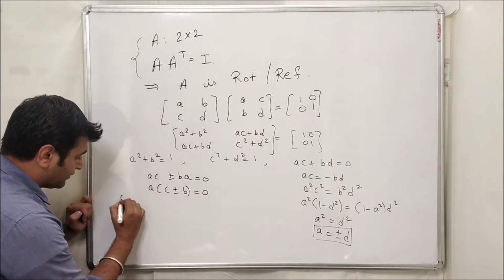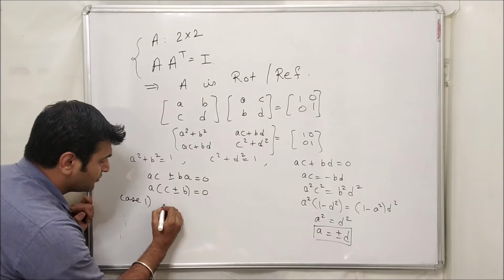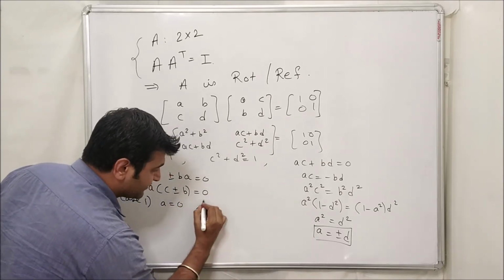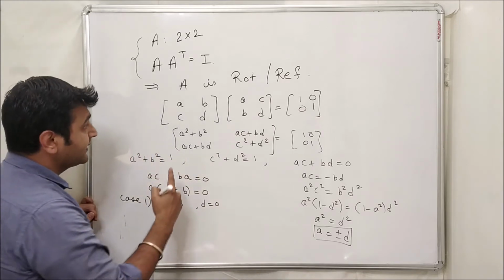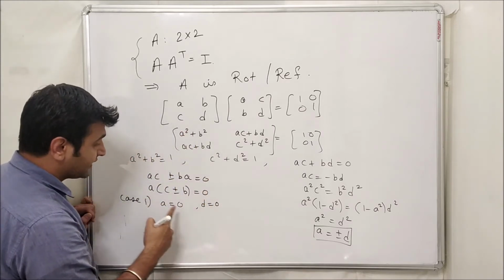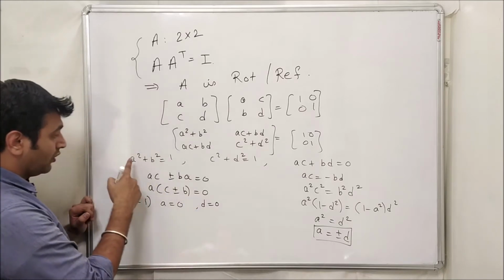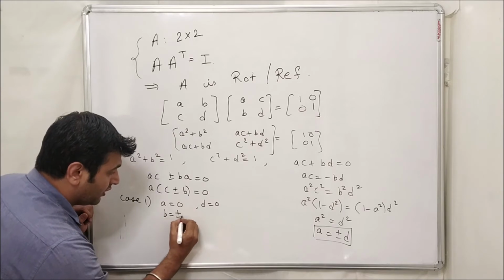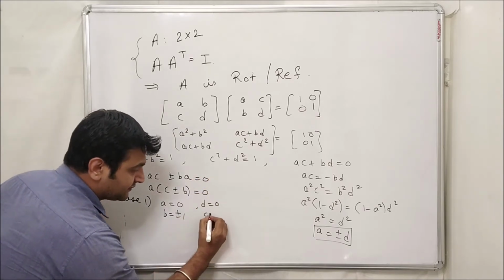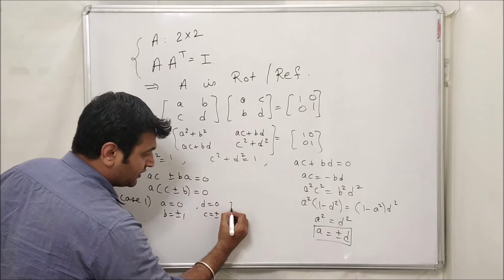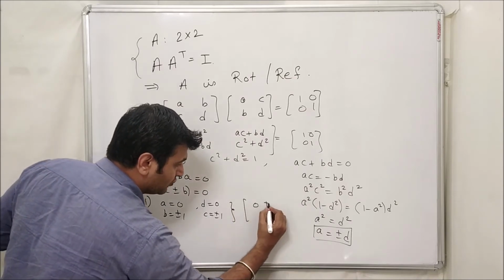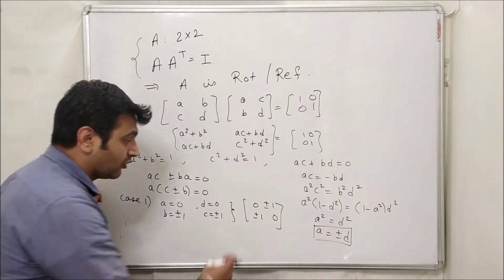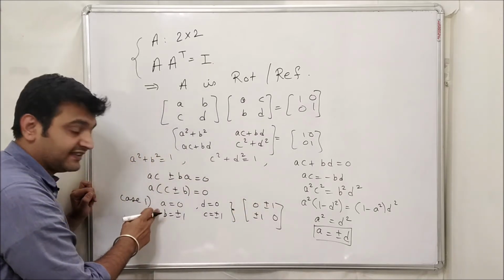Now you have to take some cases over here. Case 1: suppose a is 0. As soon as a is 0, this implies d is also 0. In that case, what matrix do you have? If a is 0 and d is 0, a equal to 0 implies b is plus minus 1, d equal to 0 implies c is plus minus 1, and therefore all these conditions will give you [0 plus minus 1; plus minus 1 0]. So these are all the possible matrices when a is 0.